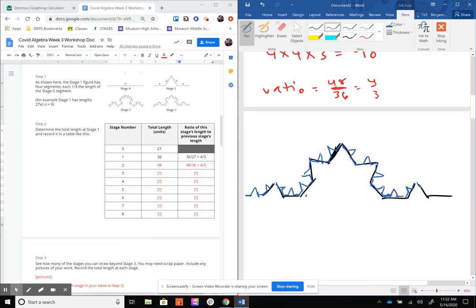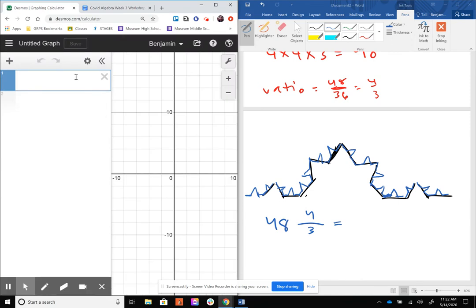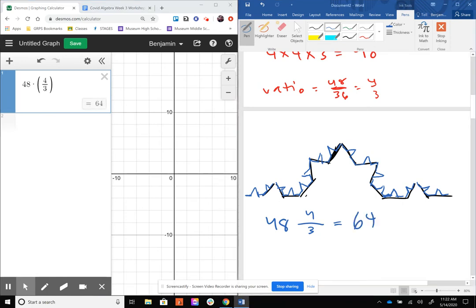All of these have a length of 1, and we're multiplying by 4. So in this case, we started out with a length of 48. I'm dividing that by 3, and then I'm multiplying it by 4 to get my total length. If you're using a calculator or some other device, that's perfectly fine. I already have one loaded. So 48 times 4/3, we're looking at 64. So this is our pattern. We're multiplying by 4/3 every time to fill in our table.